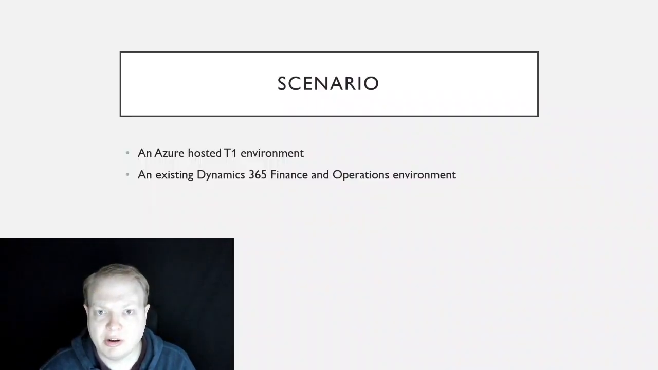So what's the scenario for today? Well, we are going to set up dual write for an Azure hosted T1 environment. That's basically your normal demo box, hosted on your Azure under your subscription key. The other one is going to be the existing Dynamics F&O environment, and basically the same scenario is in play for both. There are some additional complexities with the second one which you may well want to take on, and they are also available in Docs.